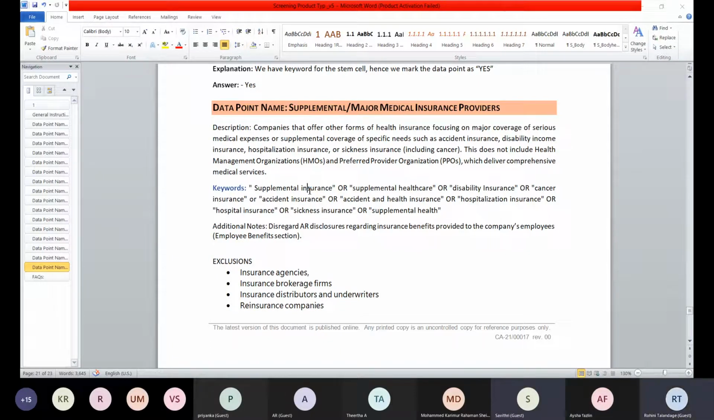Okay. So you need to check whether they are offering it to the customers or to their employees. If they are providing it to their employees, then we have to mark it as no, because they are not generating revenue from that. In case they are providing those services to the customers, then we mark it as yes, because they are generating revenue from that business. For this we have keywords like supplemental insurance, disability insurance. So you have to go with all the keywords.